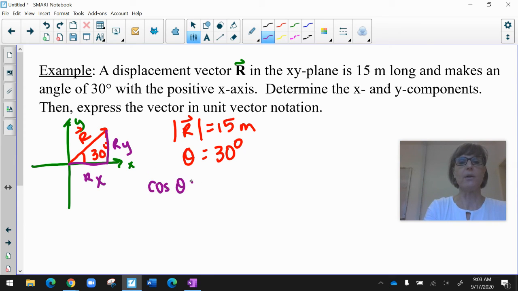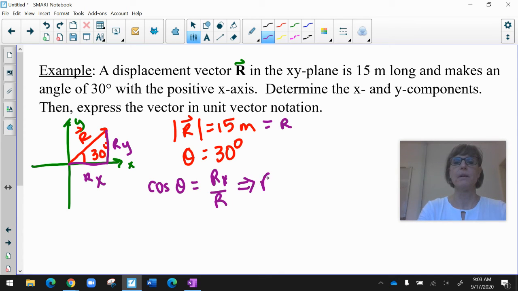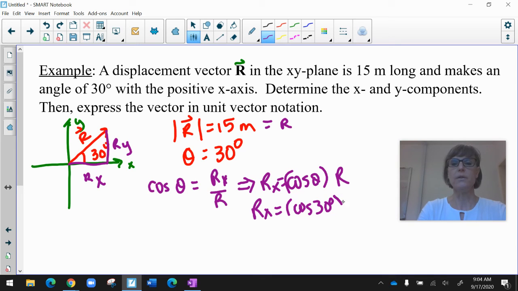So I can say that cosine theta, or cosine 30, remember that's going to be adjacent over hypotenuse. So that's going to give me Rx over R. Remember, R is another way that I can express the magnitude of that vector. Or I can say that Rx is equal to cosine theta times R. So Rx is going to be cosine 30 degrees times 15 meters.